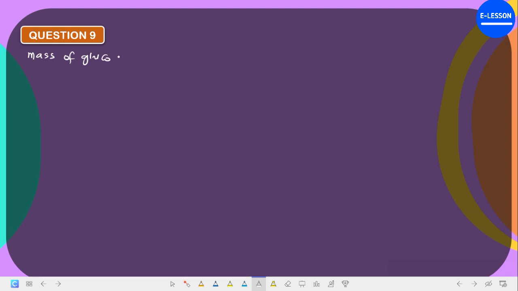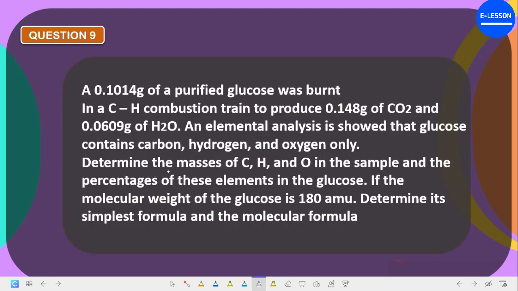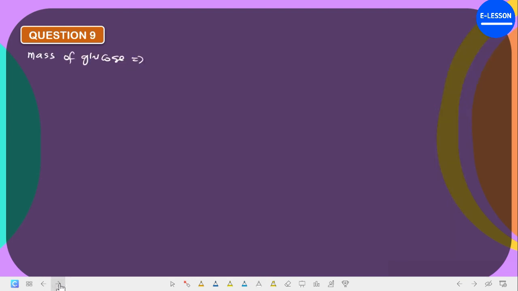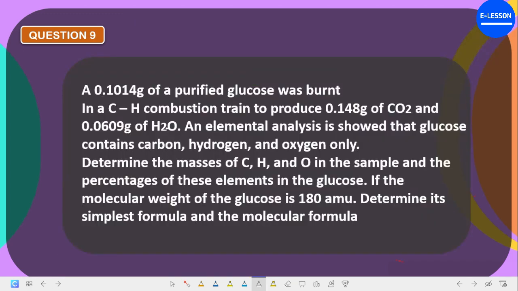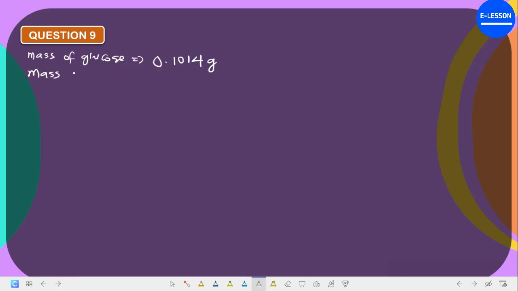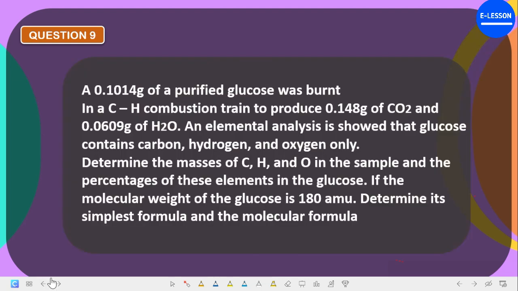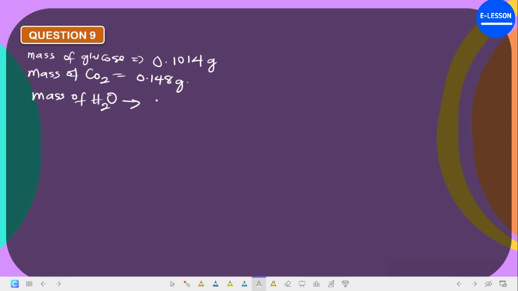So we can say that the mass of glucose was given as 0.1014 gram. That's the mass of glucose. Now the next thing that was given was the mass of CO2, which is 0.148 gram, and then the mass of H2O was given as 0.0609 gram. So these were the things that we are given.